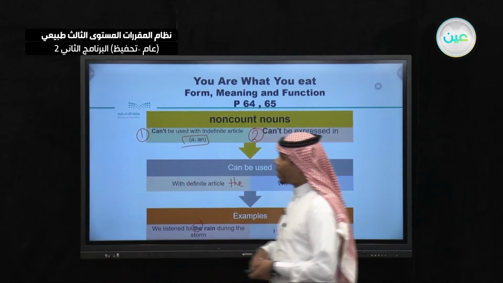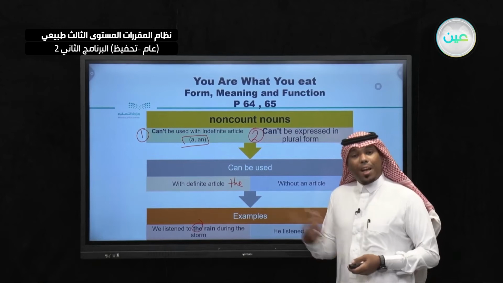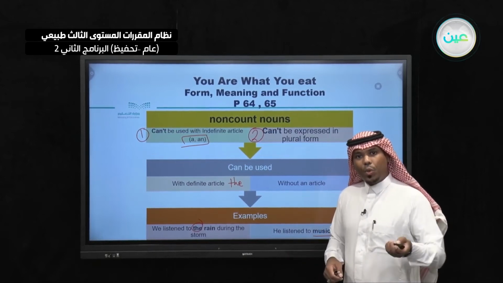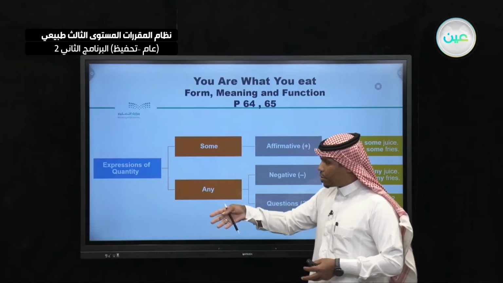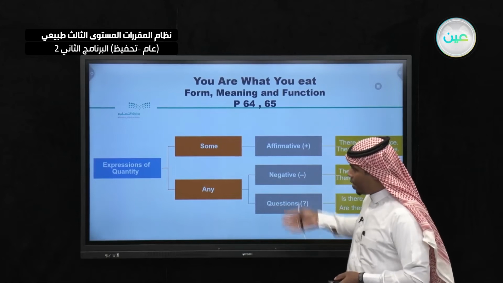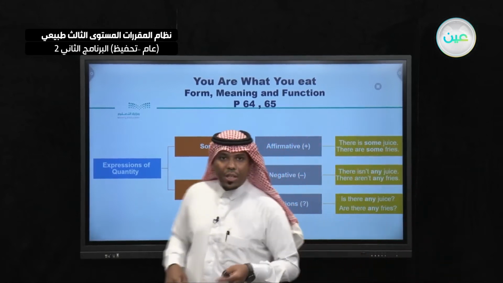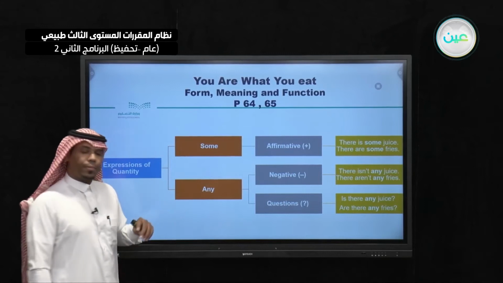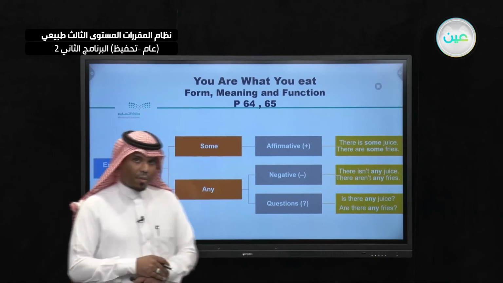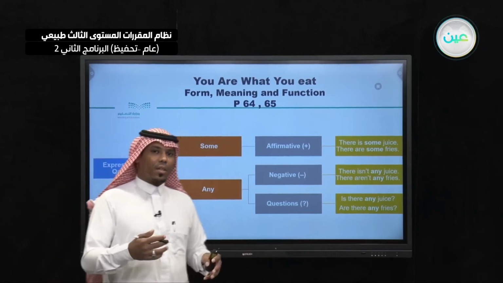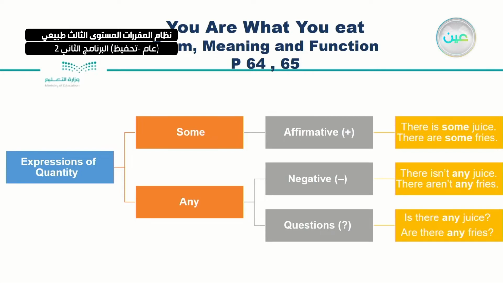Very good. Now let's move to the second point of today's lesson, which is about expressions of quantity. Of course, now we will talk about some and any. Later we will talk about something different. But now, let's see the expressions some and any. Here, we use some in affirmative sentences, like: there is some juice.